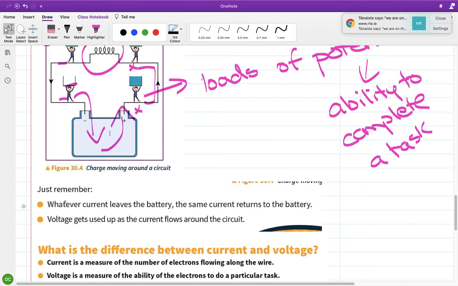Whatever current leaves the battery, the same current returns. Once you have a battery and the battery produces the difference, that drives the speed of those electrons going around, and that doesn't change. Whatever driving force the battery has, that's the speed the electrons move at, and that's the end of it. The voltage or the potential difference is different. As he moves around, this person is losing potential energy all the time as he goes around the circuit. He loses a little bit in the wires, he loses a lot in the bulb.